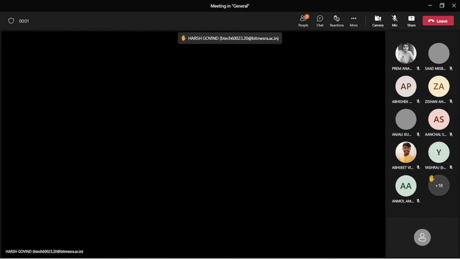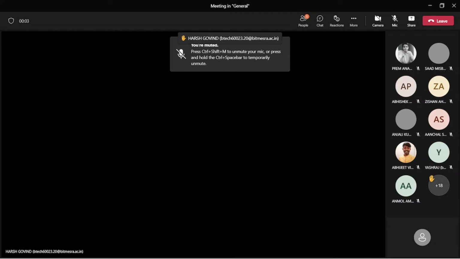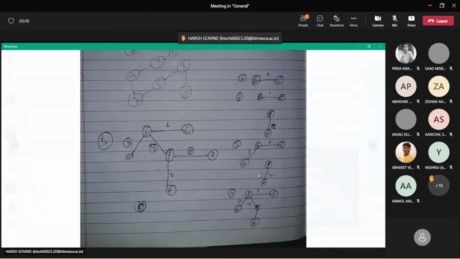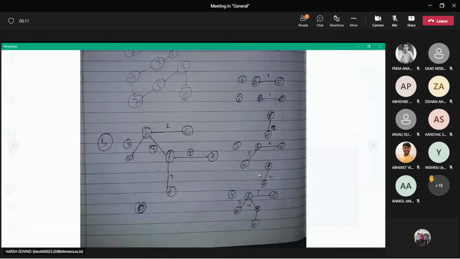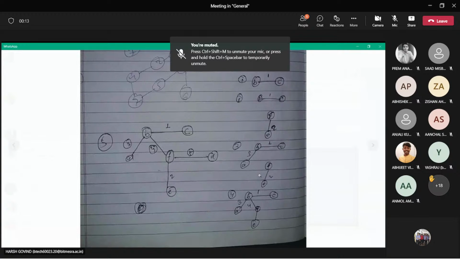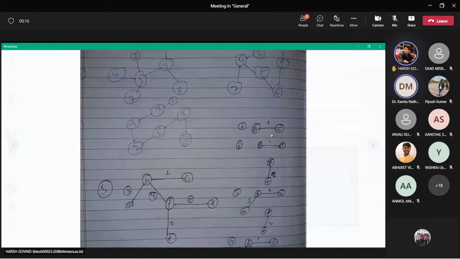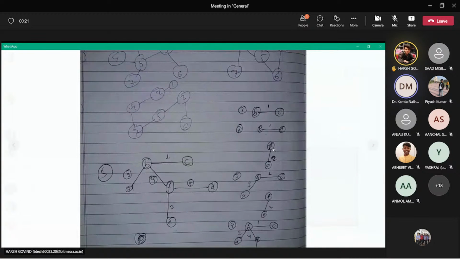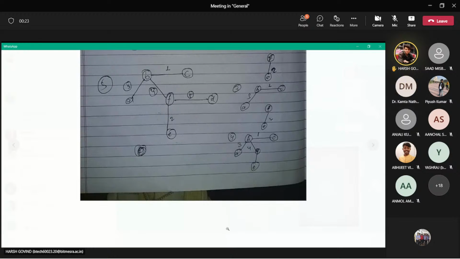Sir, the ascending sequence of edges, this one, sir. Where did you write the ascending sequence of edges first? Sir, first I connected B and C. Then in second I connected B, C. Please stop sharing, then I will share. You are not understanding what I meant. Okay, let me share. Now I have shared my screen.